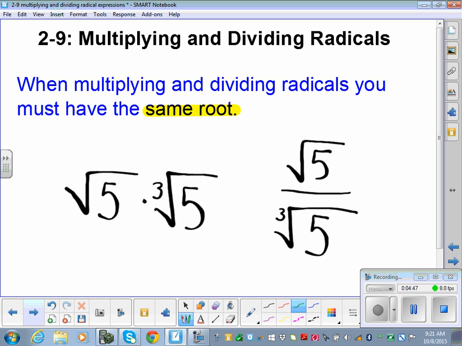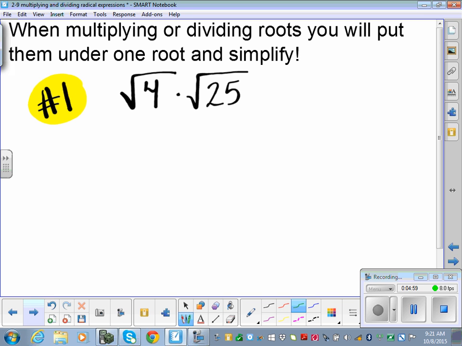So if you saw something like this, the square root of 5 times the cube root of 5, that is the furthest we can go. We can't put them together. Does that make sense, everybody? Okay. Awesome.